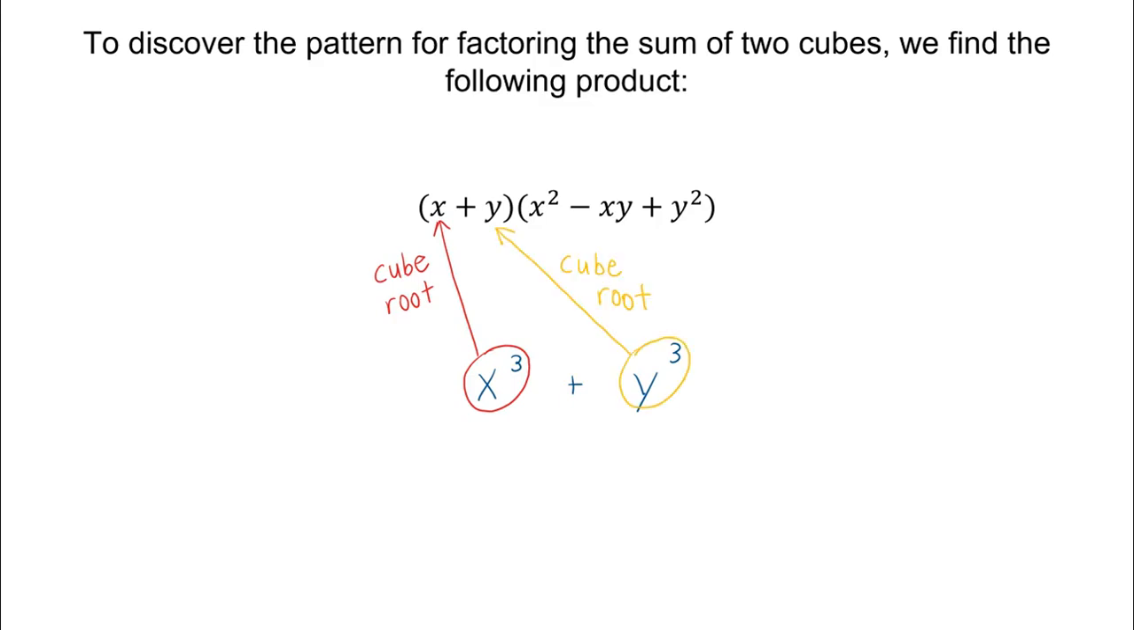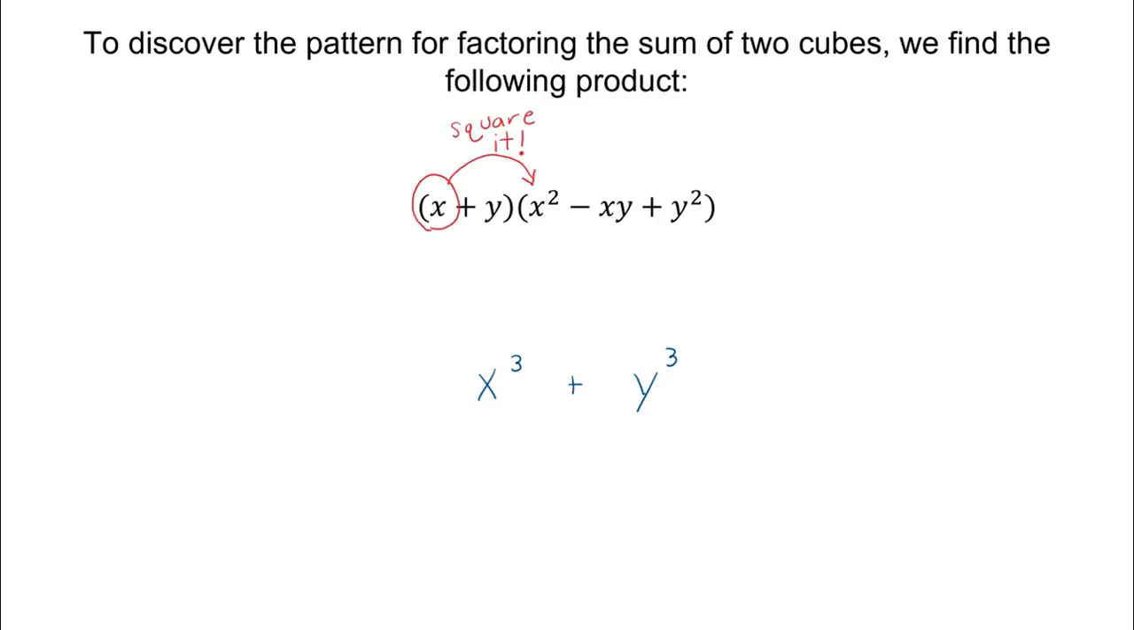The second term in the binomial factor is found the same way. The second term here, a y, is the cube root of the second term in the sum or difference of cubes. The second term in the sum is y cubed. The cube root of that is y. So the second term in our binomial factor is a y. So really this binomial factor is made up of the cube roots of each of the terms in the original expression.